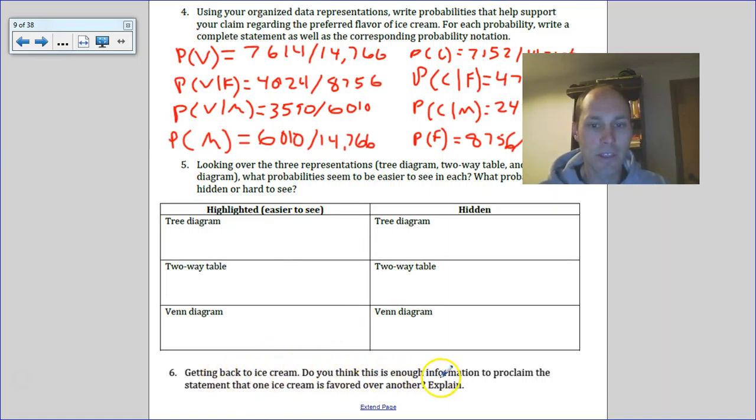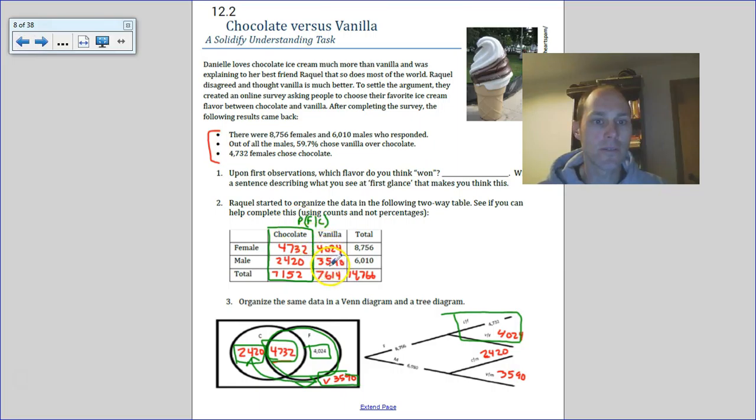Then getting back to the ice cream, do you think there's enough information to proclaim a statement that one ice cream is favored over another? We'd say that overall, vanilla is the most popular flavor. It's just over 50%, and the males chose it 59%, and more females chose chocolate, but overall, we'd say that vanilla is the favorite one.